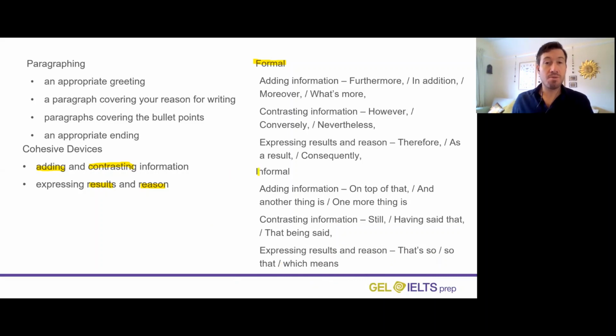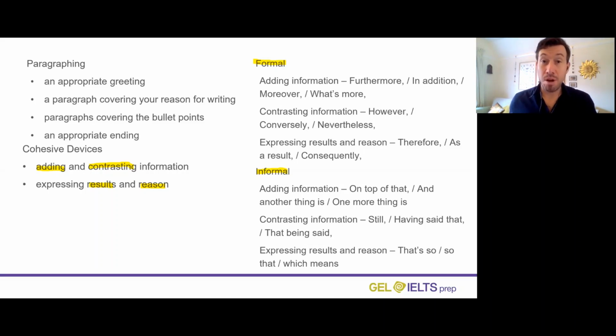Okay, so we've got formal versions and informal versions, and it's very important that you choose the correct ones so that you're getting the right marks for your task achievement, and it will help you to get higher marks for your coherence and cohesion.